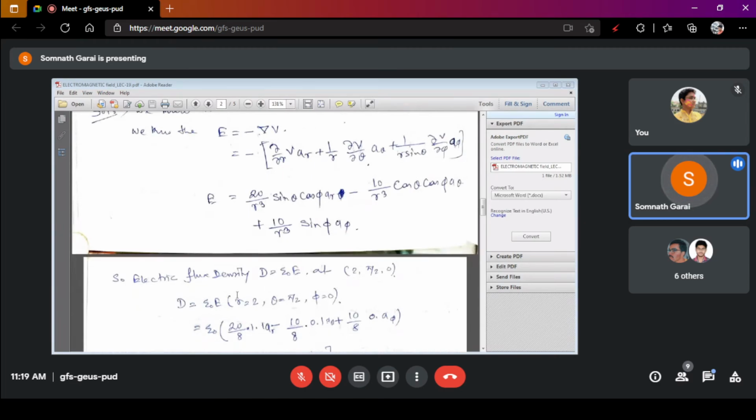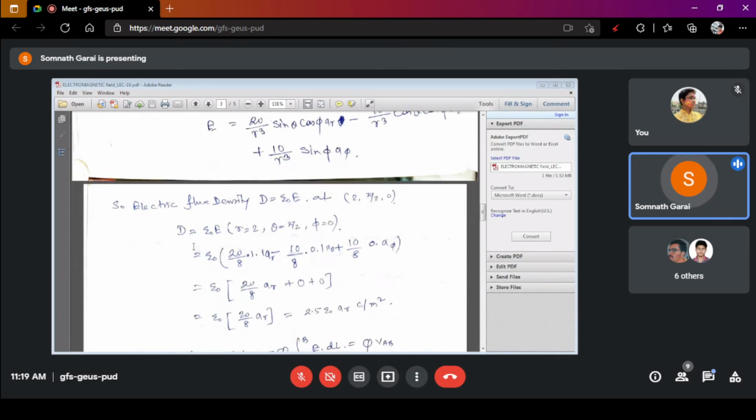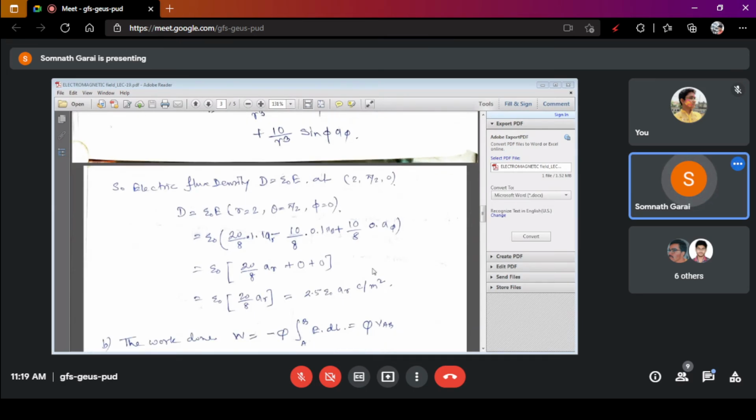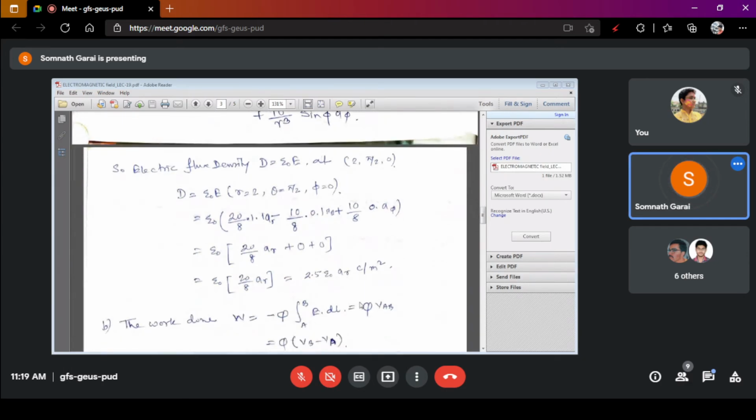Now, we already know that the electric flux density D is equal to epsilon naught into E. Now, we have to calculate the electric flux density at the point 2, pi by 2, 0. If we put the value of 2, pi by 2, 0 in this equation, the electric flux density will be 2.5 epsilon naught A r coulomb per meter square, because coulomb per meter square is the unit of electric flux density. Okay, got my points?